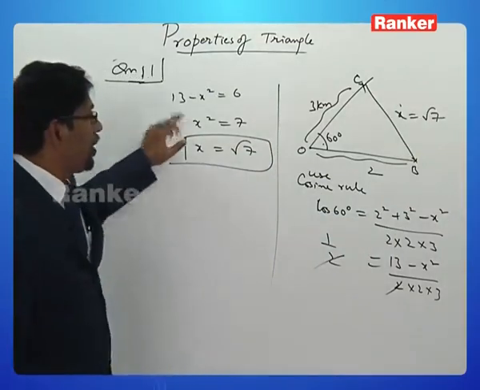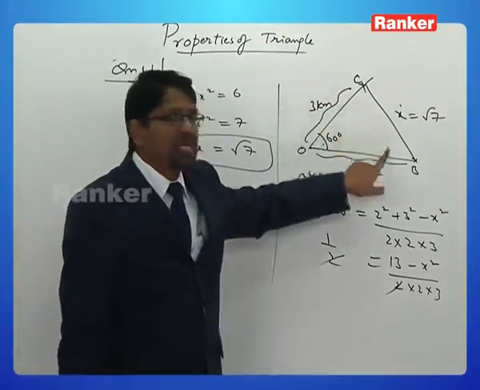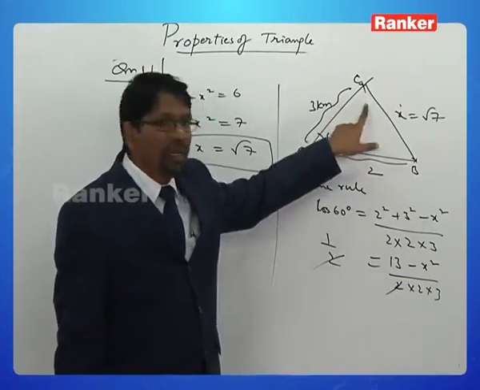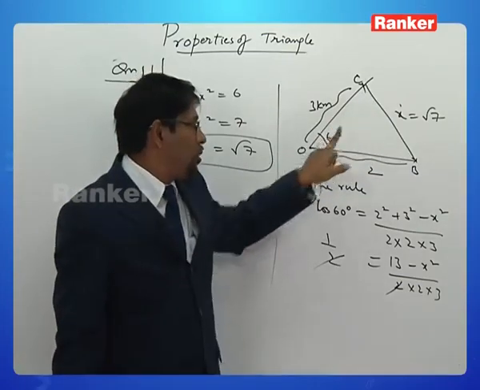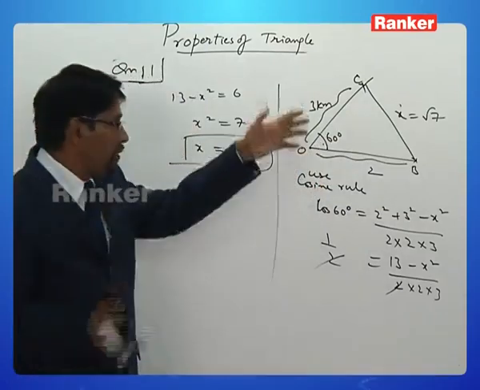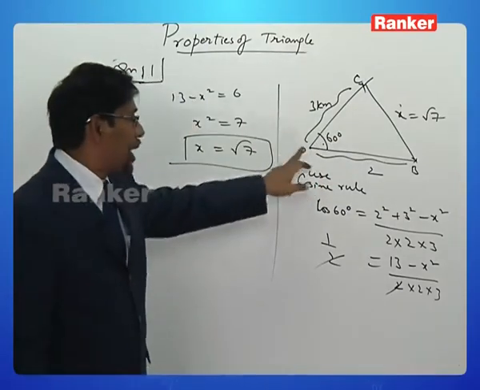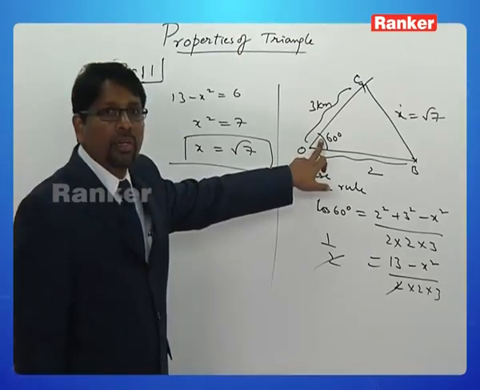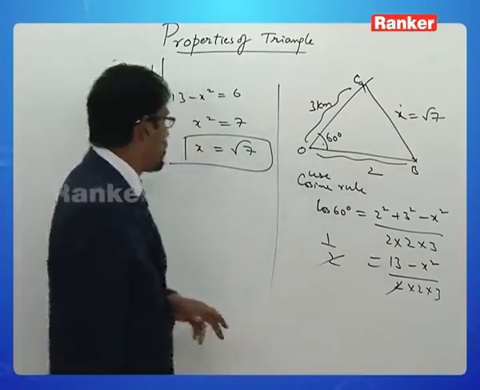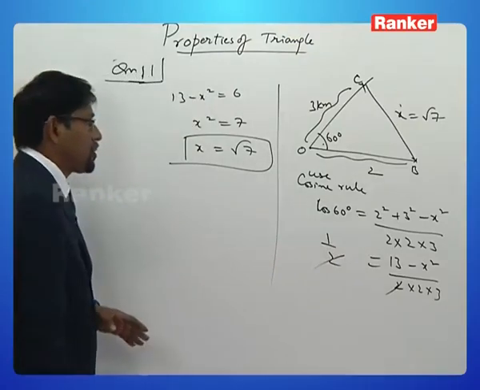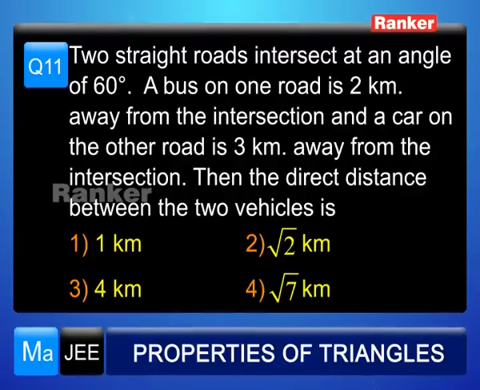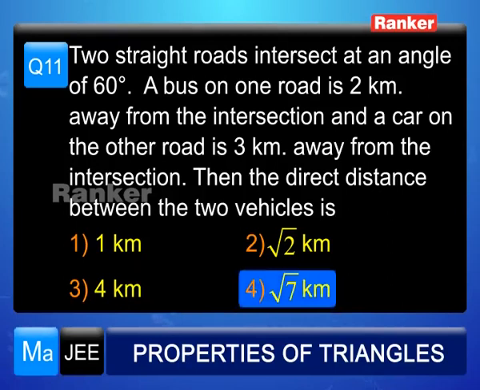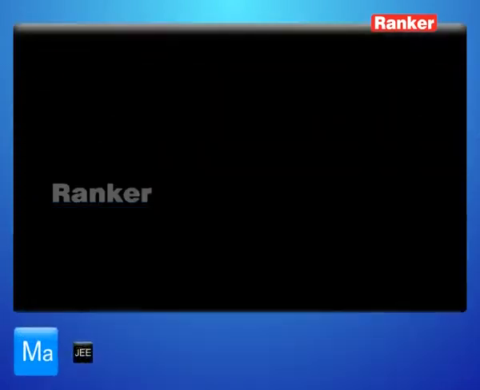So clearly the direct distance between the bus and the car, B for the bus and C for the car, is what we found. O is the point of intersection of these two roads. The subtended angle is 60, given. So use the cosine rule to find out this value. So that is root 7. So option 4 is the right answer. Let's move on to the next question, question number 12.